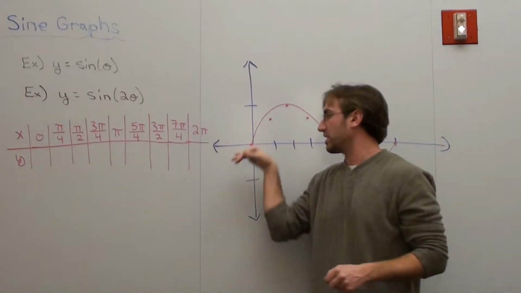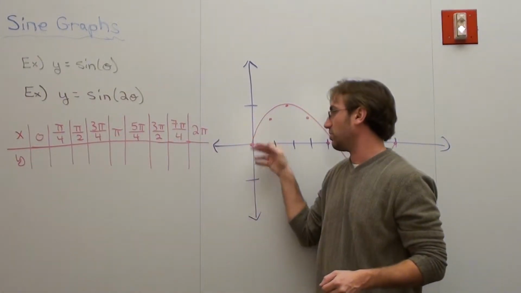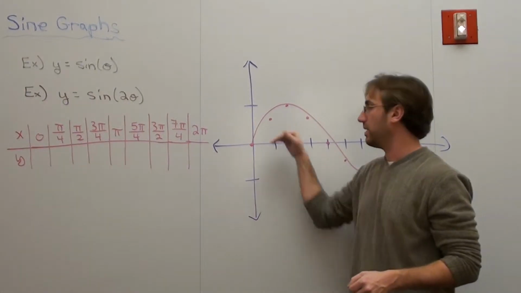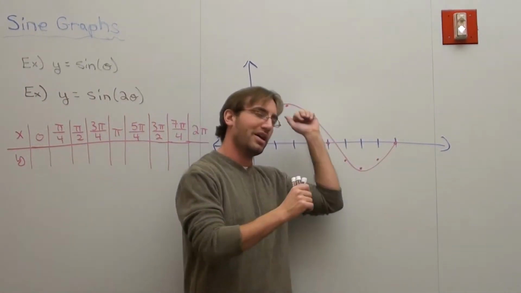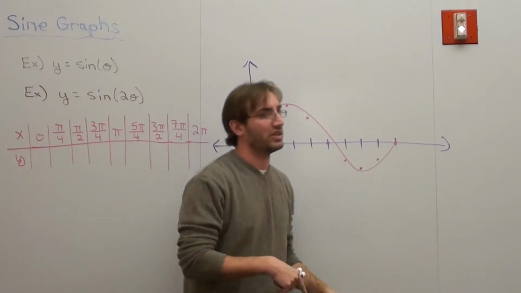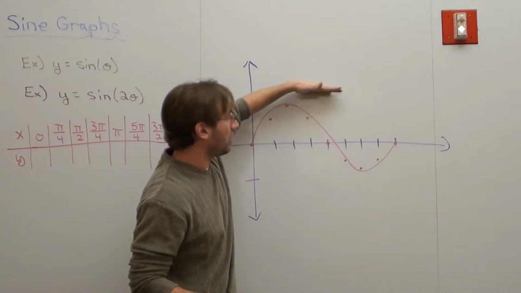I went ahead and did my basic sine graph again. Notice that it is continuous, it keeps going, it doesn't stop. I just wanted to go from 0 to 2 pi, but it goes on forever this way, and it goes on forever this way. The domain is from negative infinity to positive infinity, the range is from negative 1 to 1.